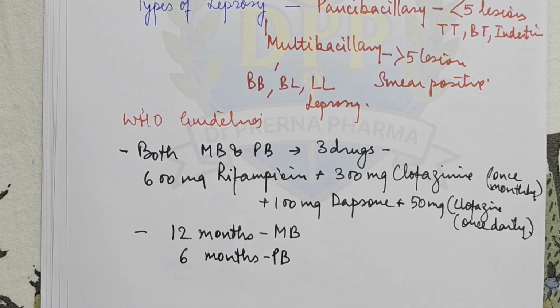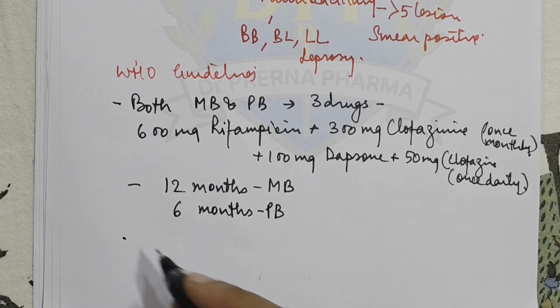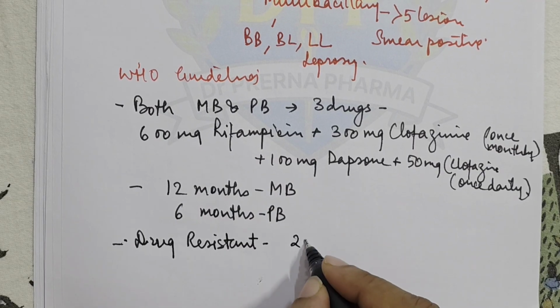So please remember this treatment, that both multibacillary and paucibacillary get 3 drug treatment, rifampicin, clofazimine and dapsone, given for 12 months in multi, for 6 months in pauci. Clofazimine is given once monthly also and daily also, right? So this is basically drug sensitive. Then drug resistant leprosy is treated for 2 years.